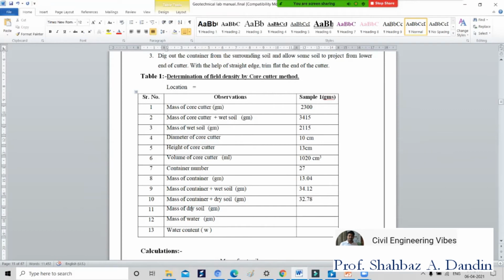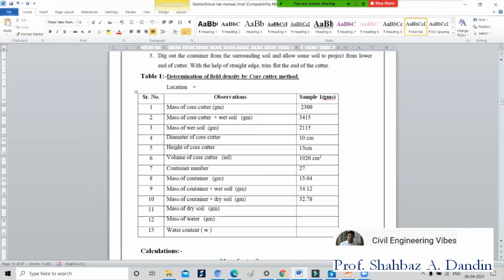Next, how do you find out the mass of dry soil? Dry soil will come from here. This is your dry soil, right? What do you do with the dry soil? Whatever the result is, 32.78, minus the container, the mass of the container. Okay, 32.78 minus 13.04.